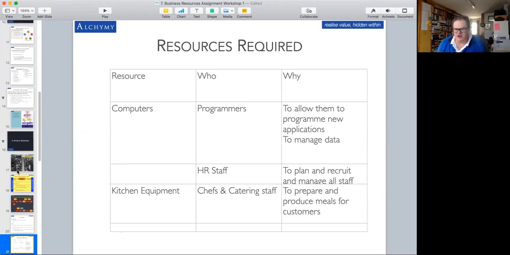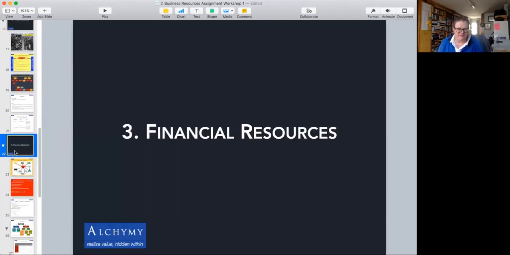We can look at the resources required for different businesses. What are the resources required? Who needs them, and why do they need them? That's always a useful exercise to do. And in particular, if you talk about spending money, actually looking at that is a useful way to try and figure out, do we need to buy these resources or not? Do we need to make this investment?